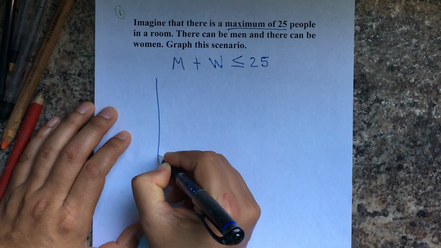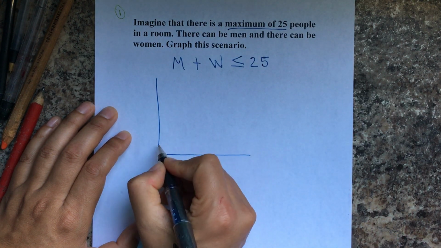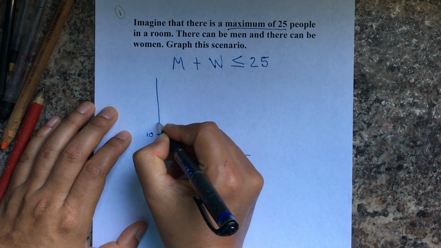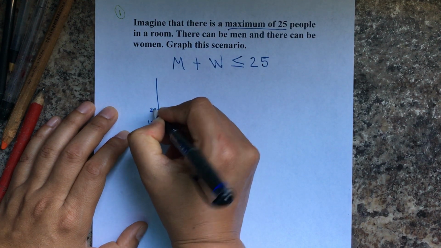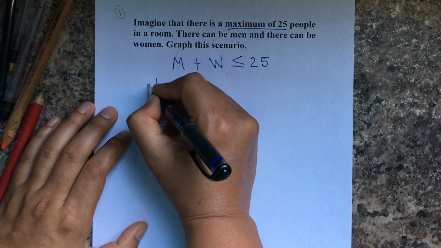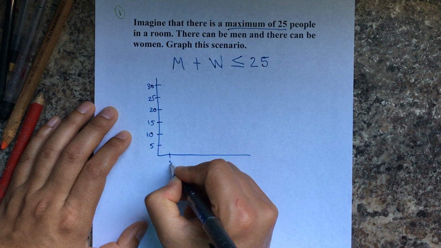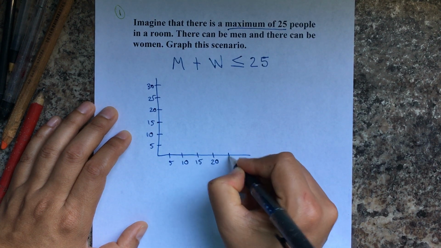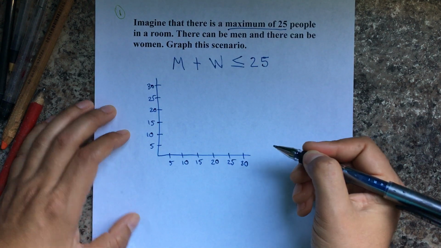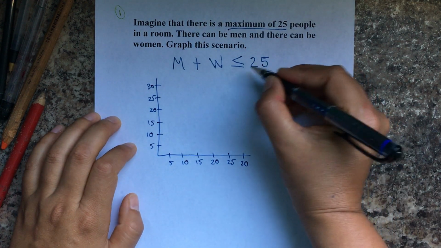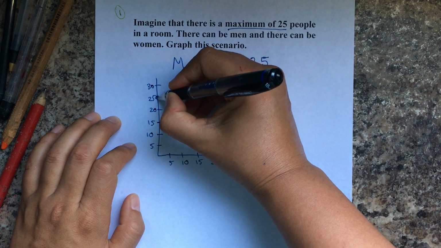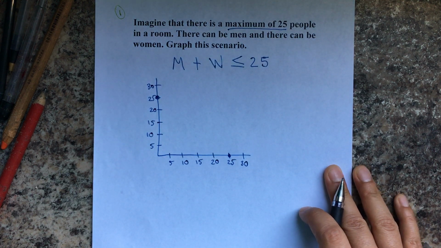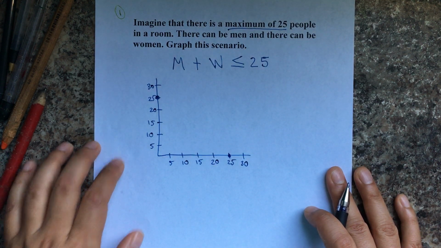All you have to do is create your graph like this. Since it's 25, you can do by 5s, 5, 10, 15, 20, 25, etc. And the same on the other side. And so what you're going to do is, at 25, you're going to put the dot. It's not a circle, okay? It's just a dot. And you're going to connect that.